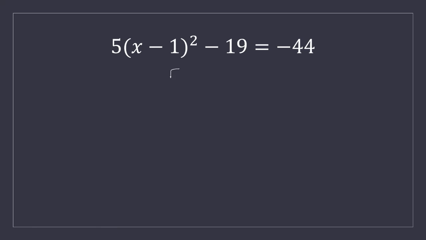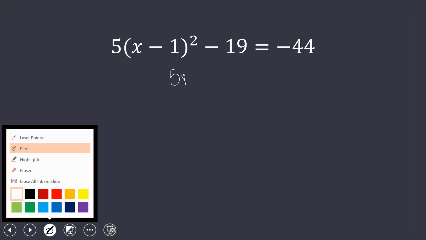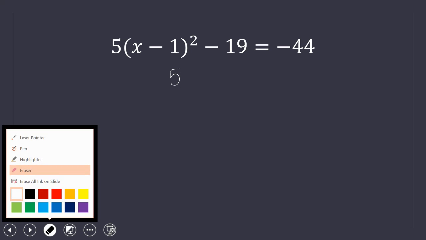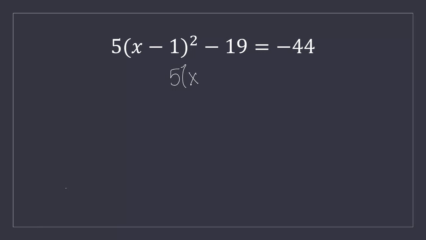So I'm going to start by adding 19 to both sides, and maybe I should try to write this correctly with some parentheses there. So I have 5, and then the quantity x minus 1 squared. When I add 19 to negative 44, I get negative 25, which I am then going to divide by the 5 that is in front of the parentheses. This gets my squared by itself, so now I'm to the point where I can square root.